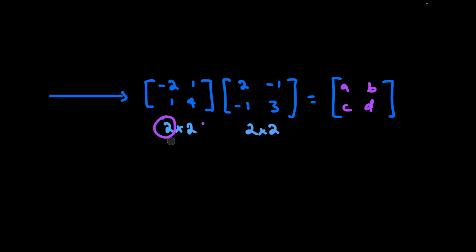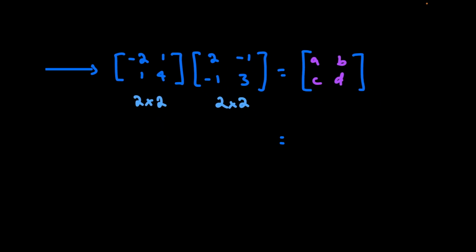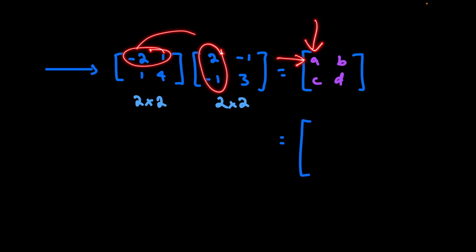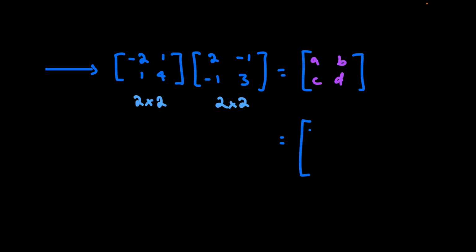Okay, so let us now quickly work out our final matrix. Let's work out the value of A first. So this is the first row and the first column. -2 times 2 is -4. And then 1 times -1 is -1. So add them together, you get -5.